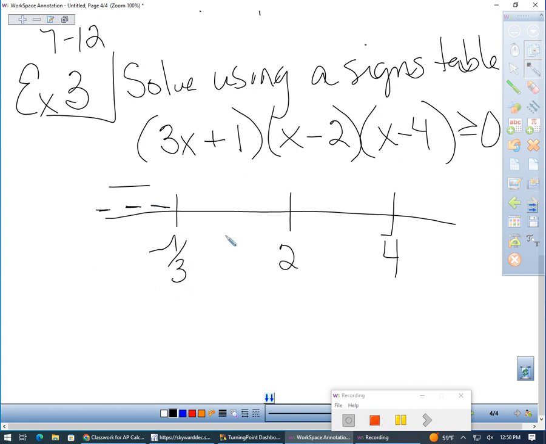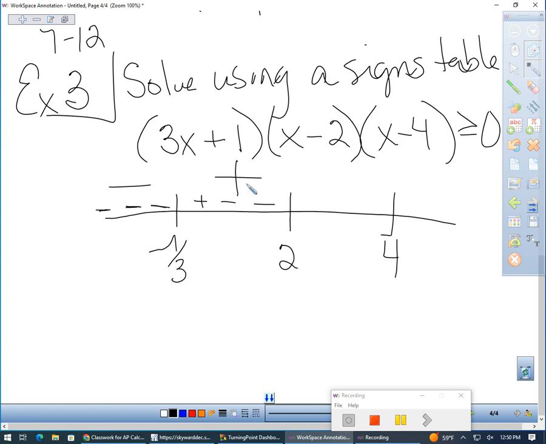Between negative 1/3 and 2, well, the easiest one is 0, right? If I plug 0 into my first parenthesis, I get a positive answer. If I plug 0 into my second parenthesis, I get a negative answer. And if I plug 0 into my third one, I also get a negative. So then what is a positive times a negative times a negative? Positive. Good.